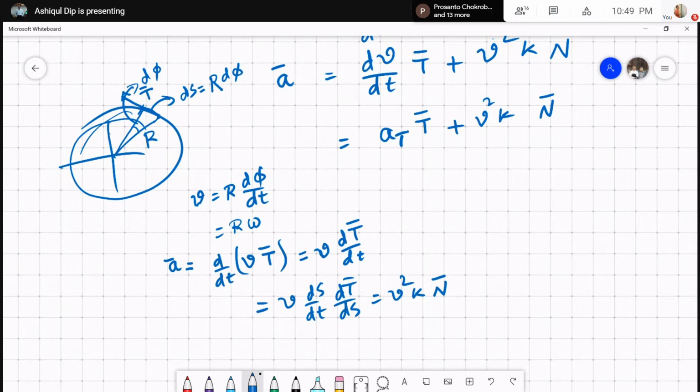N is the unit normal to the t vector, right? So the norm of a vector is this. So what is the norm of a? It's v square k. Also, it's 1 over r in that case. Yes, it's our radius. k is 1 over r, right? And also, n is toward the center. N is this direction.